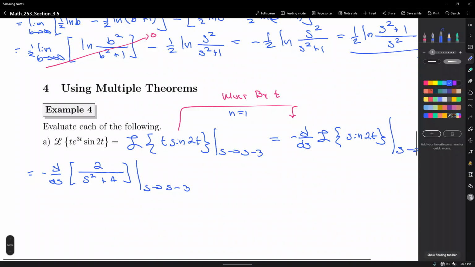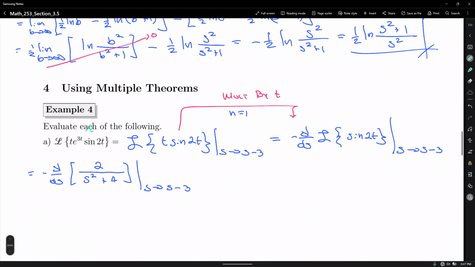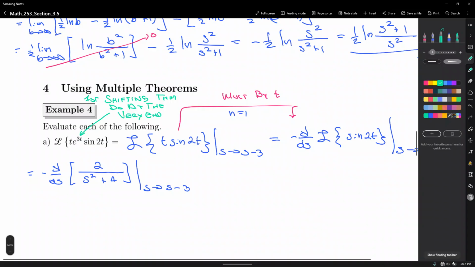Side note: let me do that as a side note. Shifting theorem, we do it at the very end, once we have found the derivative and all that. The reason why is because you don't want to end up with a huge polynomial and do a big derivative. You don't want to do that.